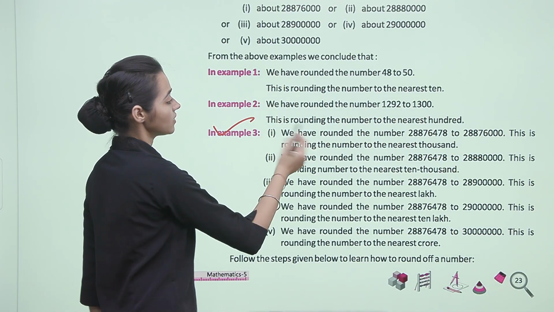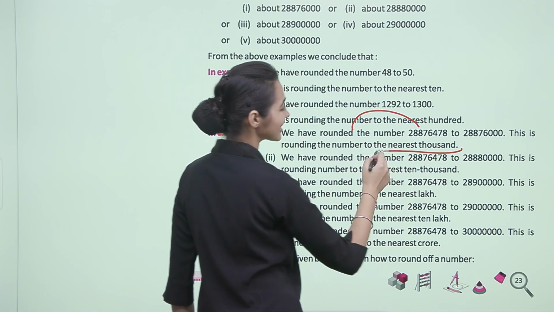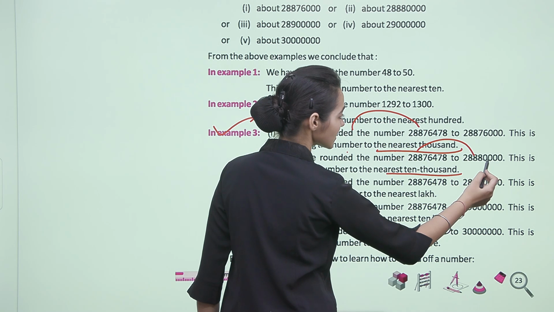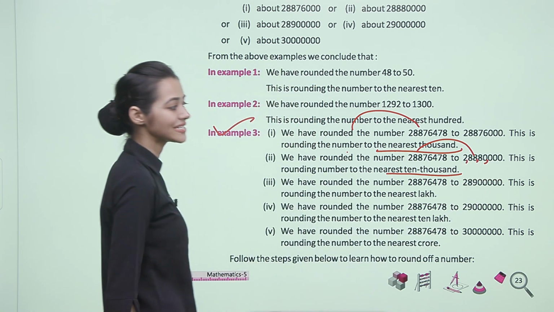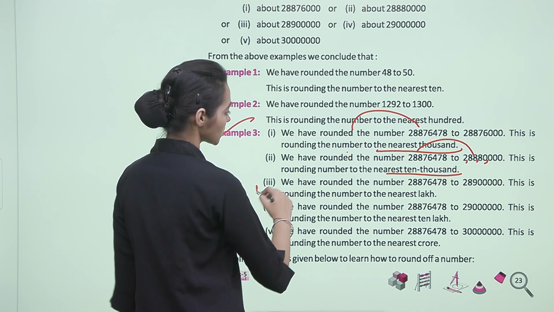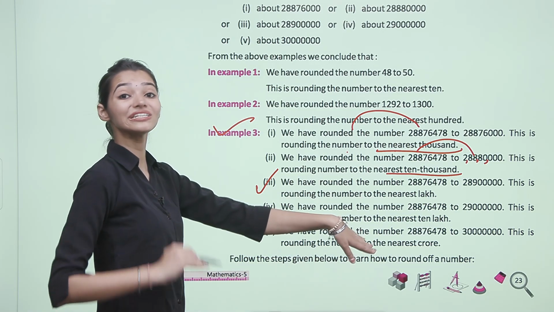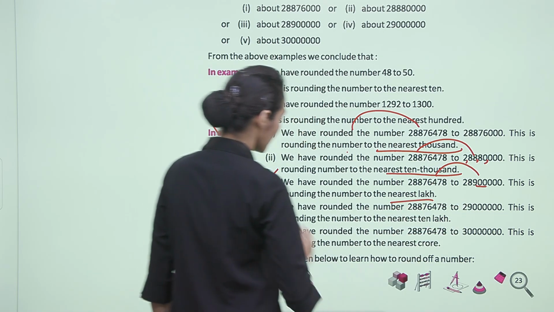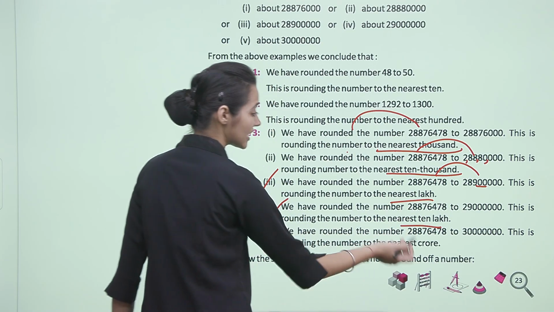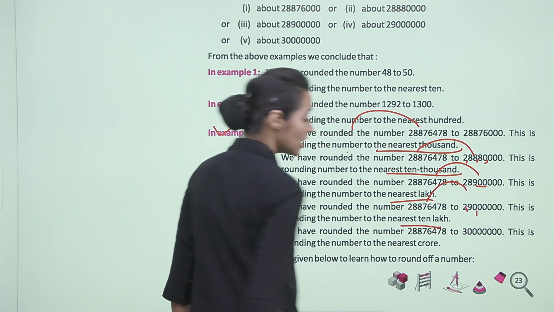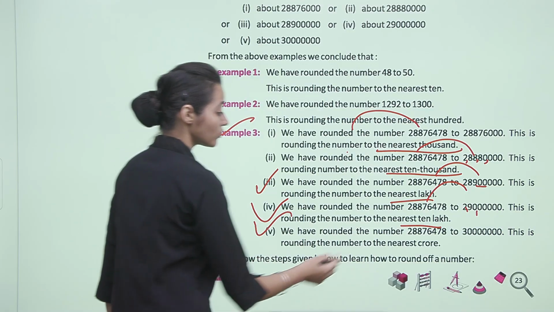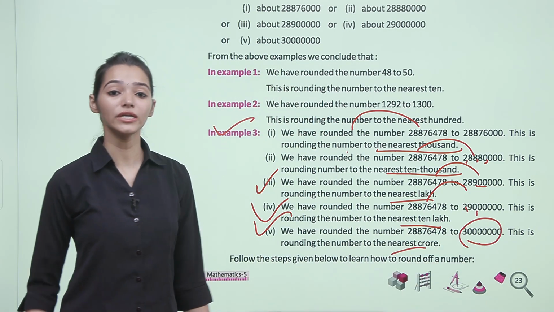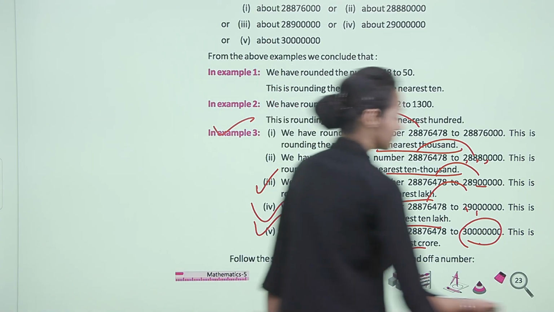Now in the next one, the third one, we have rounded this off to the nearest 1000. In this one, we have rounded this off to the nearest 10,000, that is 2 crore 88 lakh 80,000. In the next one, we have rounded this off to the nearest lakh, and when we round it off to the nearest lakh, it becomes 90 lakh. And when we round it off to the nearest 10 lakh, it becomes 2 crore 90 lakh. And when we round it off to the nearest crore, it becomes 3 crore. So this is how we round off the numbers.